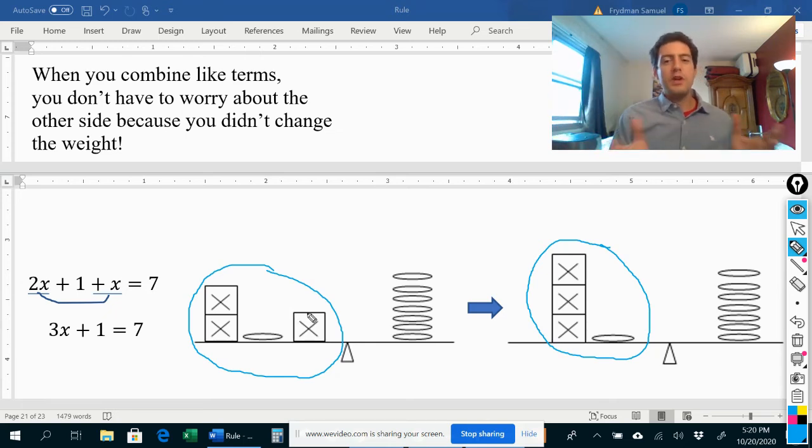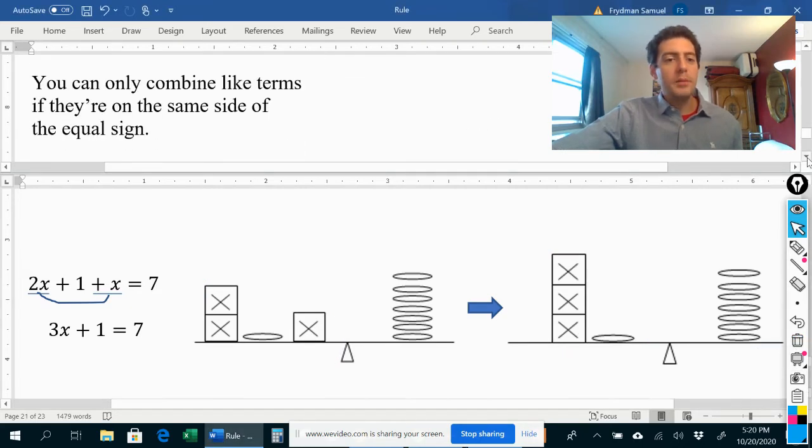So whenever you're doing an equation and you combine like terms, you don't need to worry about doing anything on the other side. It's only when you would do something that would change the weight of one side, you have to do the same thing to the other side to change that weight also, so everything is still balanced. But not when you're combining like terms. So let's move on to the next thing that I want to talk about.